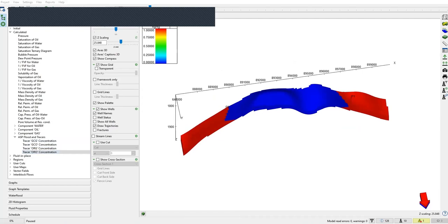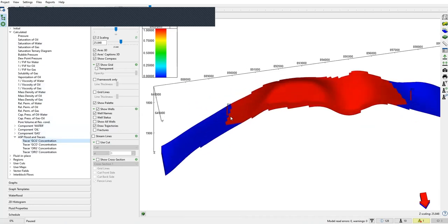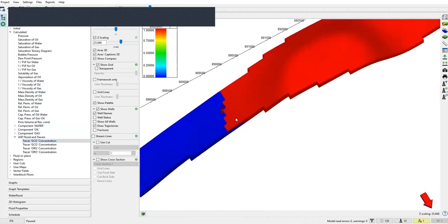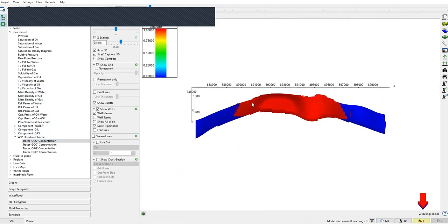And what else after this? Of course, we want to do the simulation. So let's just click on run, but I want to look at the GCG, and let's remember this distribution. There must be changes after we run the simulation.